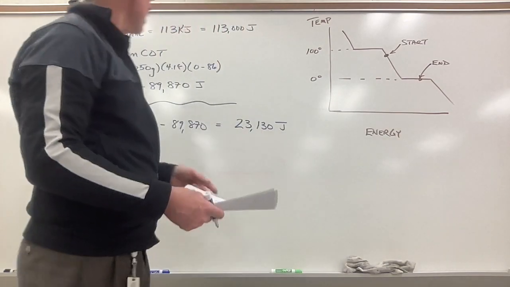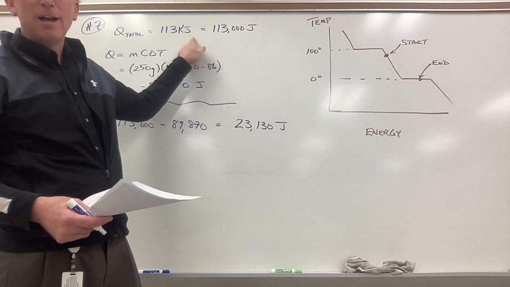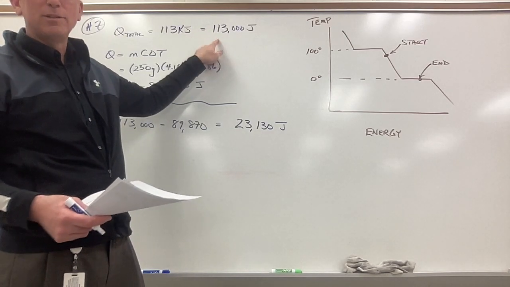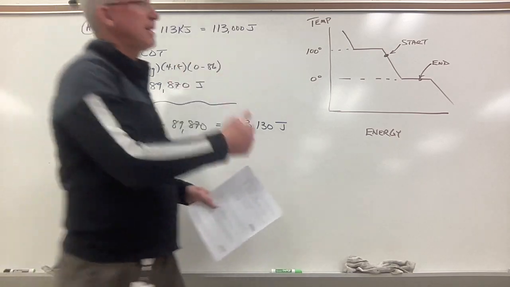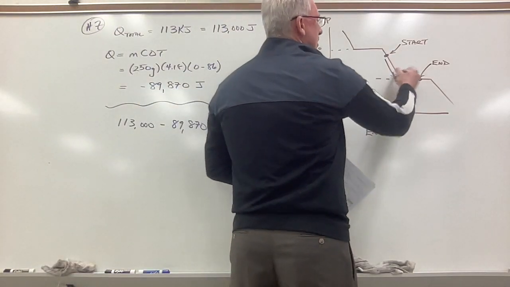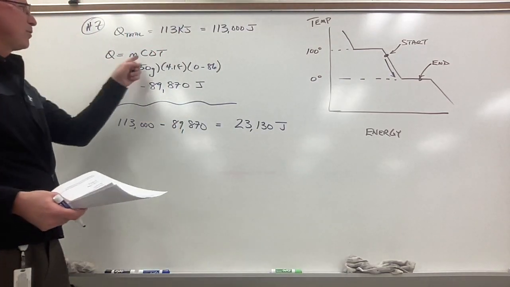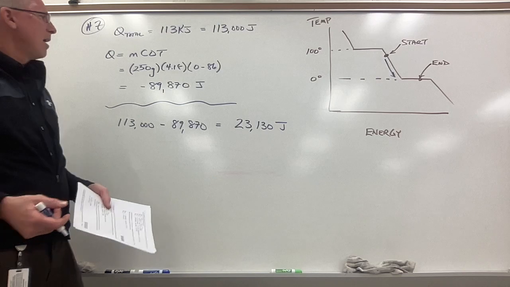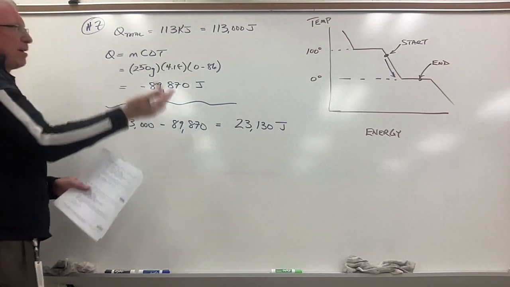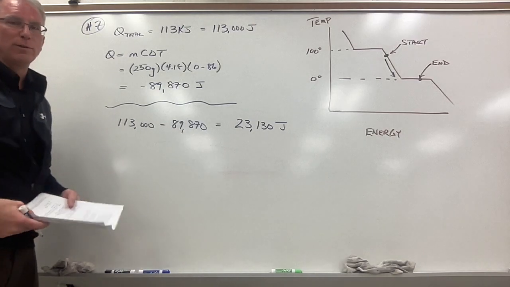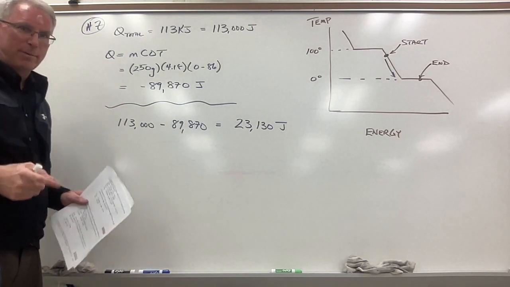So the problem tells you that you are going to lose 113 kilojoules of energy, which is 113,000 joules. And I also know that my first step is to lose that heat while I'm changing temperature. So I'm going to use Q equals MC delta T. And I'm not going to plug my 113,000 in because that's the total amount I have to lose. I have to figure out how much I'm going to lose in this first step.